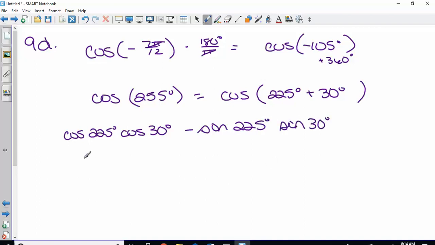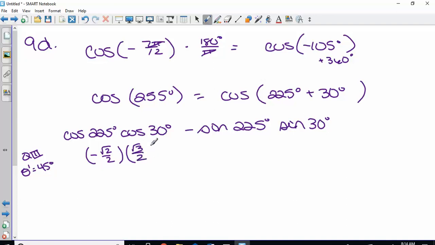Biggest problem I've noticed on these is just your positives and negatives. 225 is in what quadrant? Third. Reference angle, 225 minus 180 is 45. In the third quadrant, is cosine positive or negative? Negative. Cosine of 45 is radical 2 over 2.